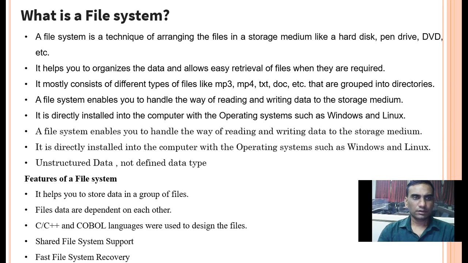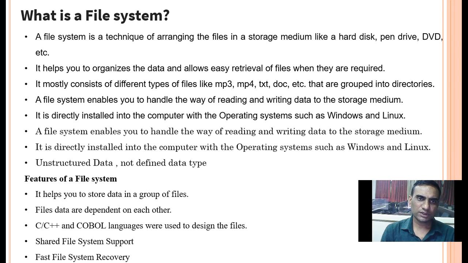So once again we will read what a file system is. A file system is a technique of arranging files in a storage medium like a hard disk, pen drive or DVD. It helps to organize the data and allows easy retrieval of files when they are required. Whatever operating system you have, it has its own file system for indexing your files, and because of that indexing you can easily retrieve your files, but it is slower than the database management system.